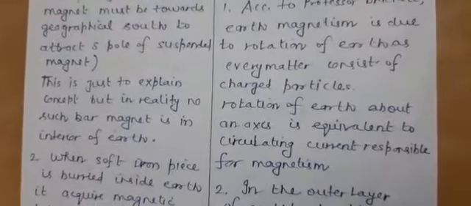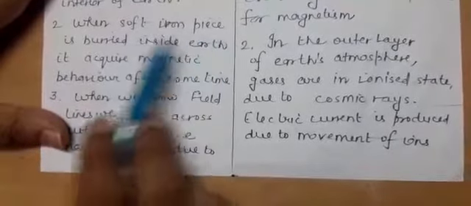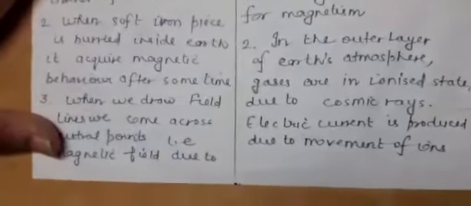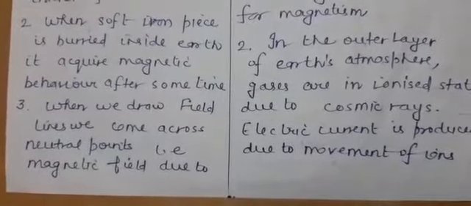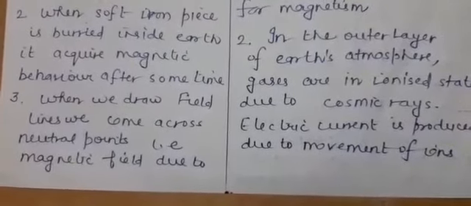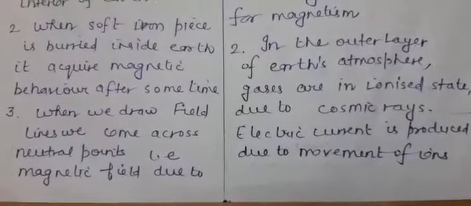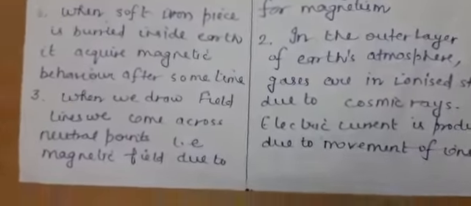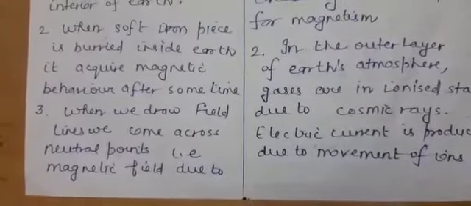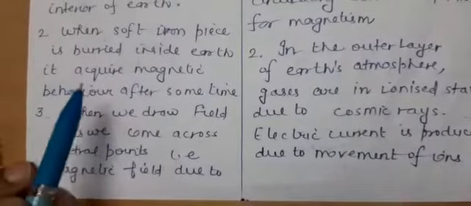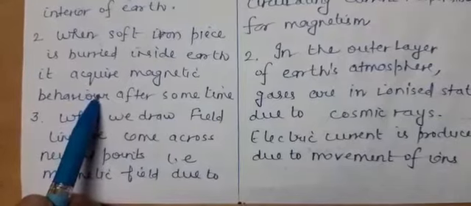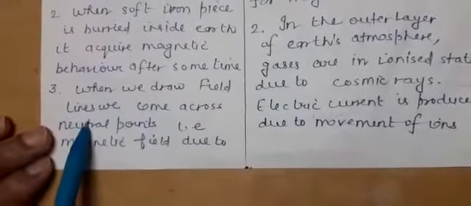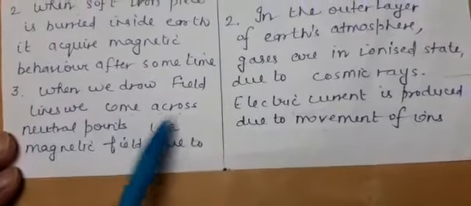Another evidence was that when a soft iron piece is buried inside the Earth, it acquires magnetic behavior after some time. So it was concluded that when a magnetic substance is buried inside the Earth, it attains magnetic behavior. We simply see this when an iron piece or nickel piece is placed in contact with a magnet, then it will acquire magnetic behavior. In the same way it was assumed that in Earth there exists some magnetism. Third, when we draw magnetic field lines, we come across a neutral point.